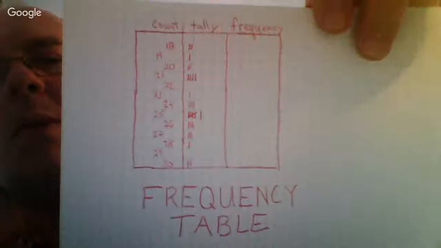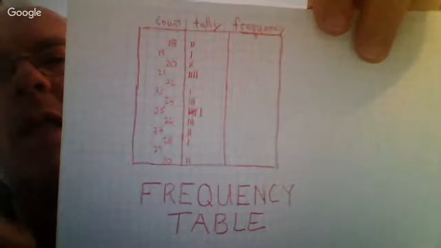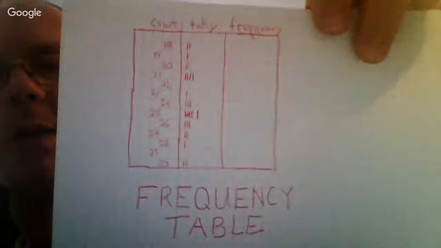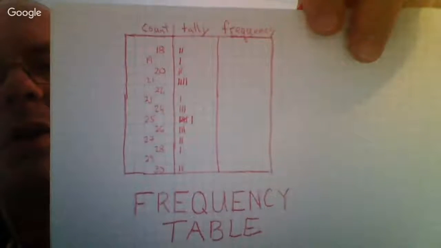So I went through all my data and I counted and I put 2 tally marks for 18, 1 tally mark for 19, 2 for 20, and so forth, because that's how many times those numbers occurred in my table. So let me fill this one out the rest of the way.